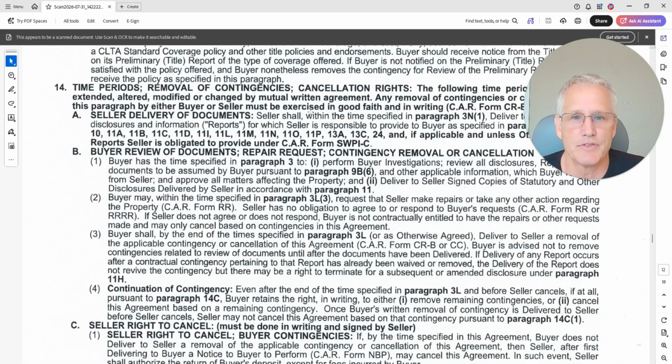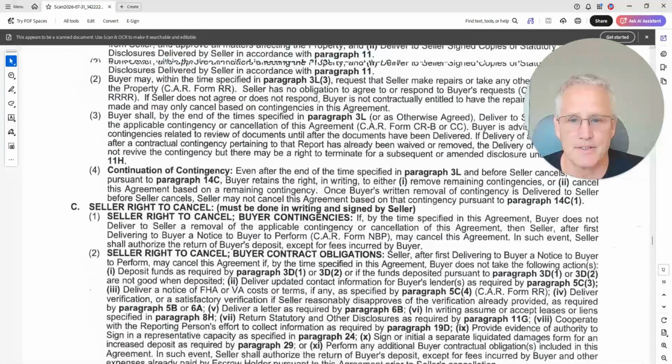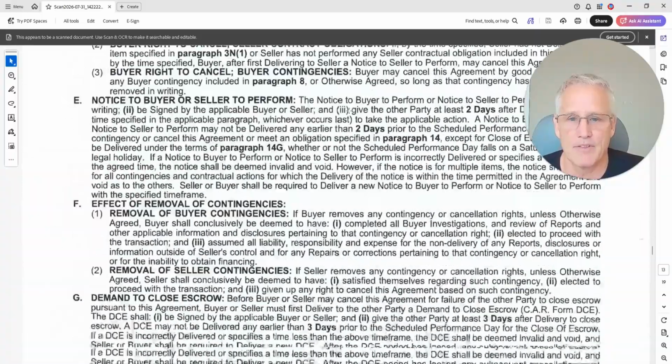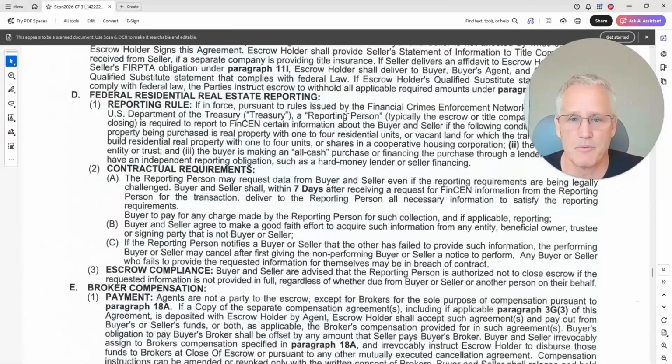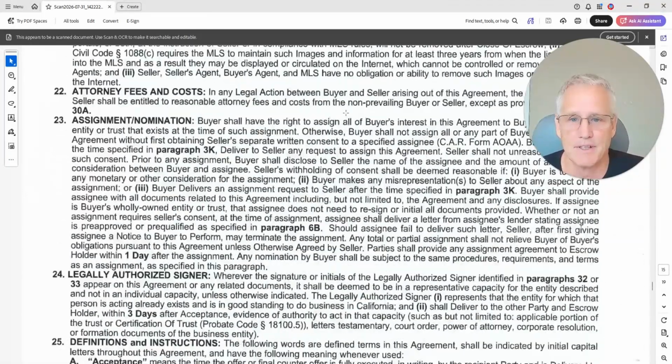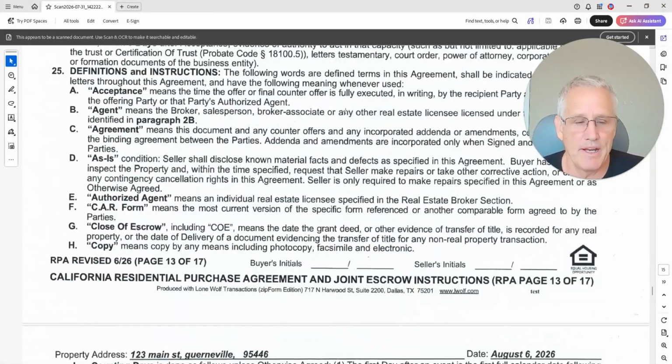Time periods, removal of contingencies, cancellation rights. Talks about all that stuff. Gives you all the definitions and specifics about what's going to happen during the process. As you can tell, we're on page 13 of 17 pages. Every year I think I've been in the business, this document has grown longer and longer and longer.